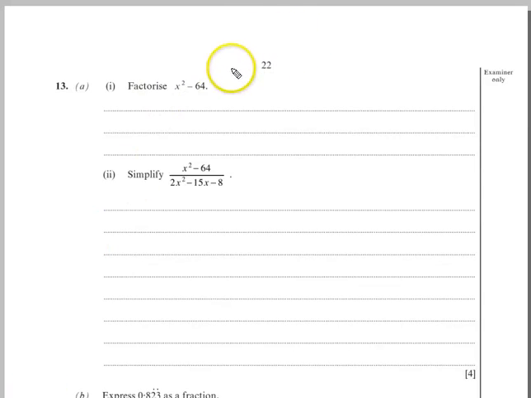Right guys, let's have a go at page 22 then. We've got 13 part A, part 1. Factorize x squared minus 64. Notice that 64 can be written as a square number. It's 8 squared, isn't it?